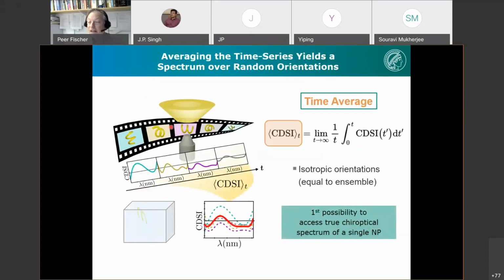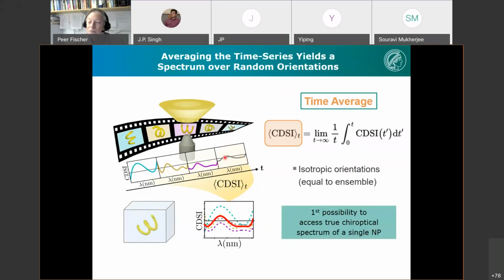And now the idea is the following. The particle will move because of rotational Brownian motion. In particular, it will rotate. And as we take this movie here, we will have snapshots of different orientations. And at each orientation, we can take a spectrum.